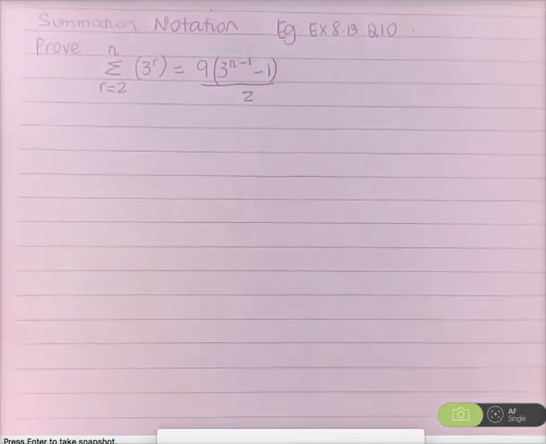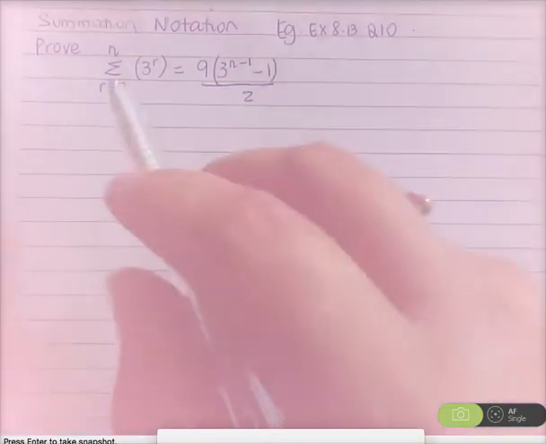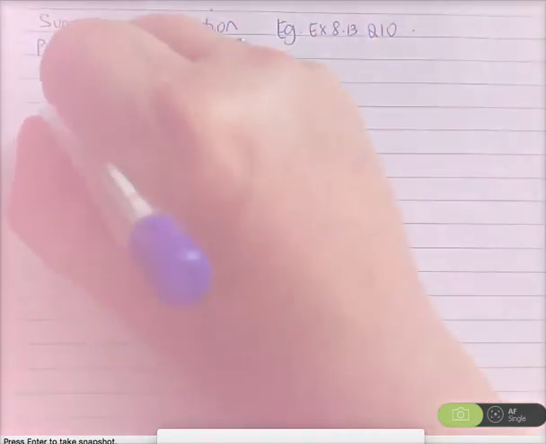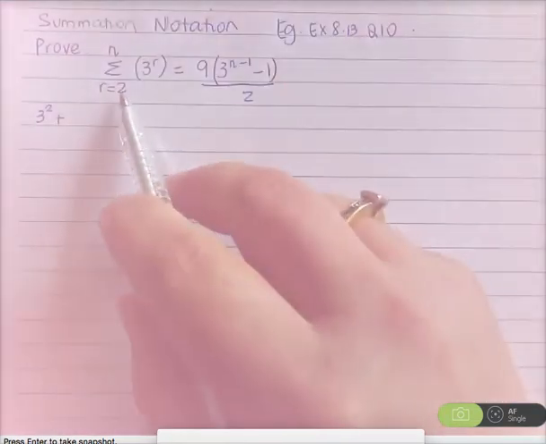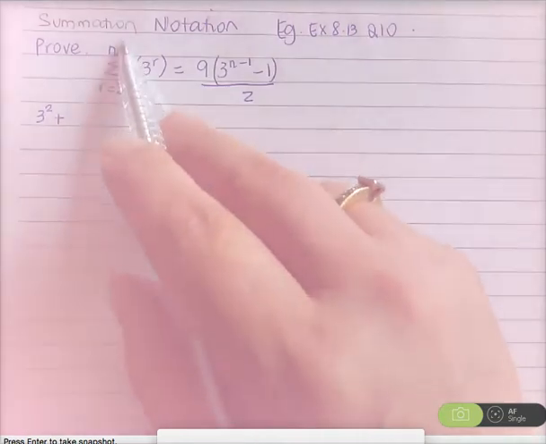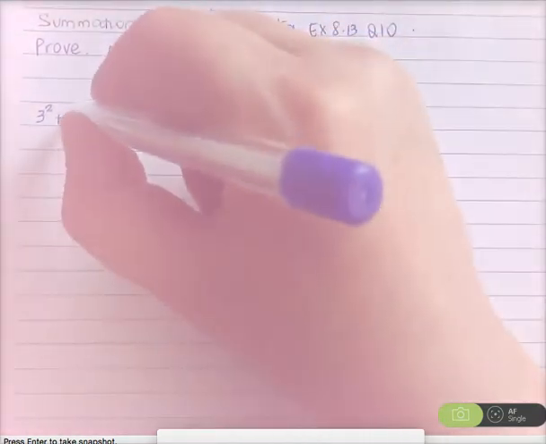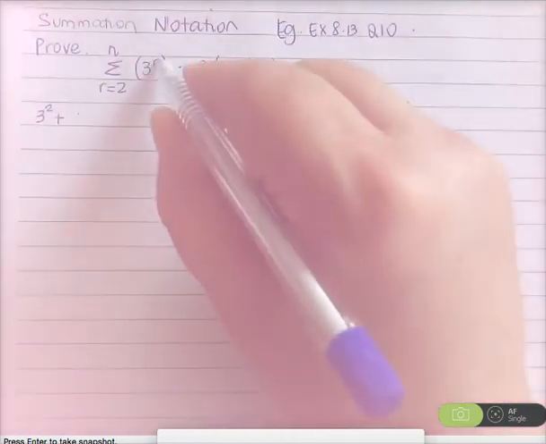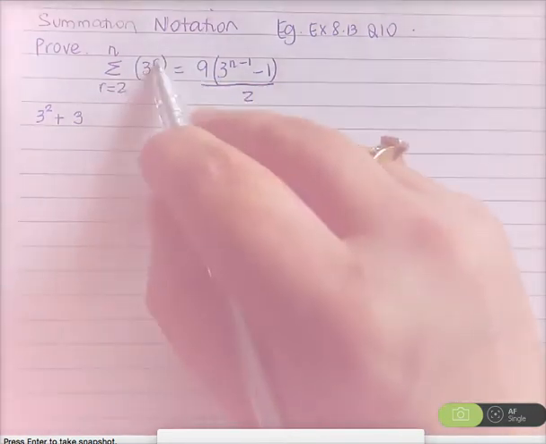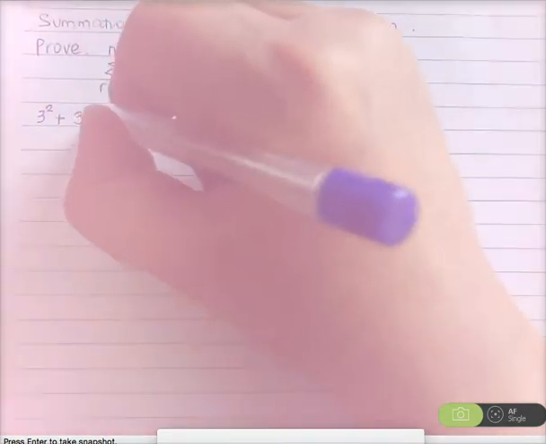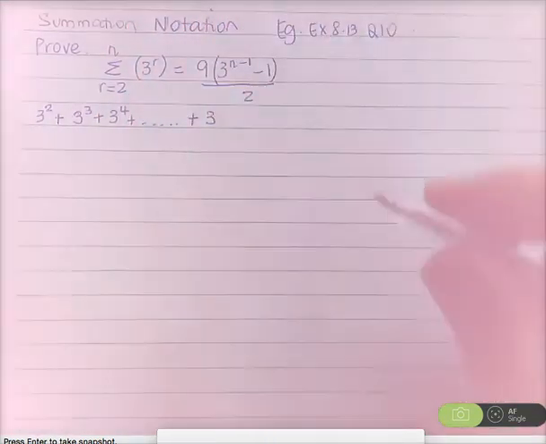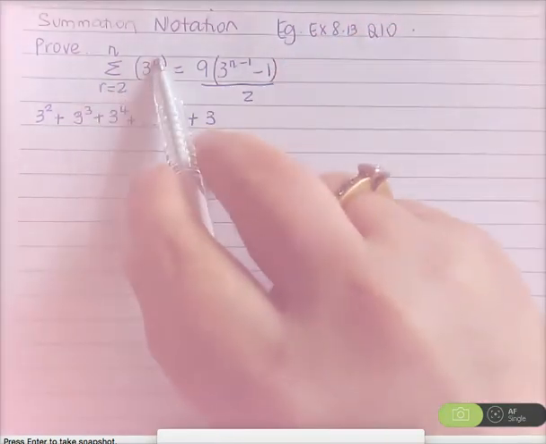Now what we're going to do is rewrite out this left-hand side. Our first term starts with r is 2. So what we're trying to prove is that 3 squared plus, our next term will be r is 3. It doesn't have to tell you what it jumps up by, but it's from r equals 2 all the way up to n. So then we'd have 3 to the power of 2 because r is 2. Then 3 to the power of 3 plus 3 to the power of 4, plus all the way up to 3 to the power of, we start with r is 2.